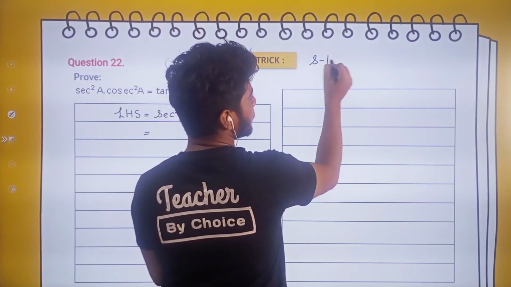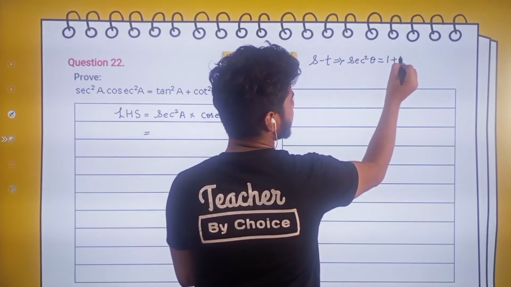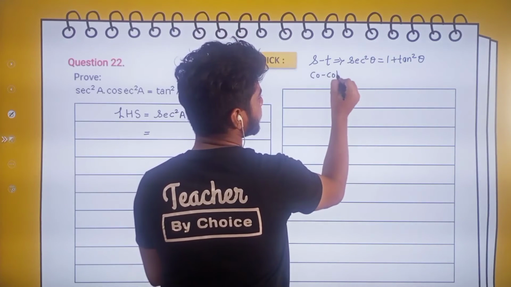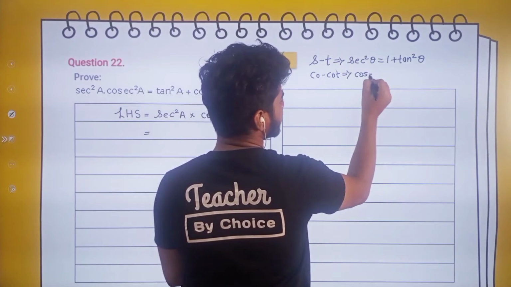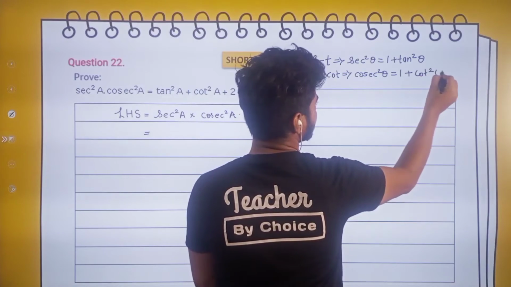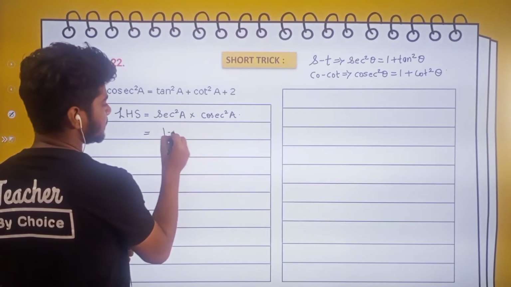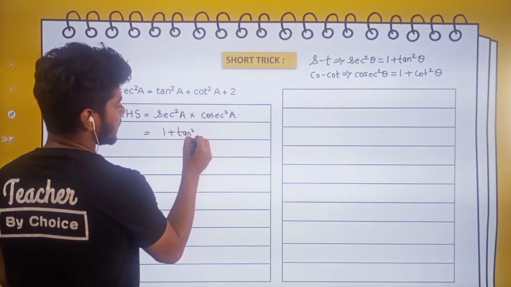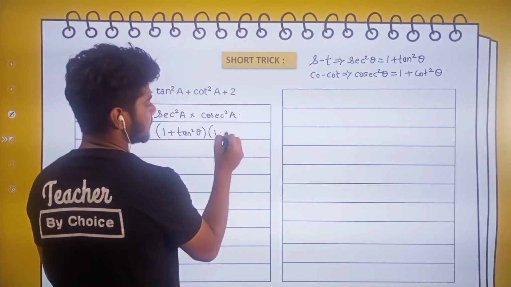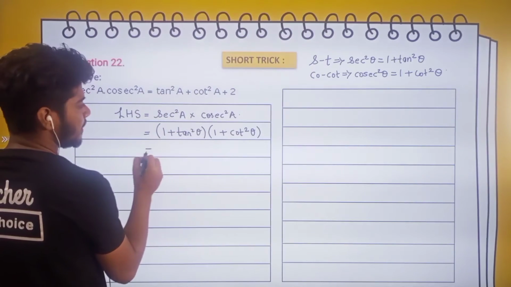You know the sec identity. What is the sec identity? Sec square theta is equal to 1 plus tan square theta. Okay. What is the cosec identity? Cosec square theta is equal to 1 plus cot square theta. Right? Now, sec square theta is what? 1 plus tan square theta. Cosec square theta is what? Cosec square theta is 1 plus cot square theta. Right? Now see, now simply multiply them.